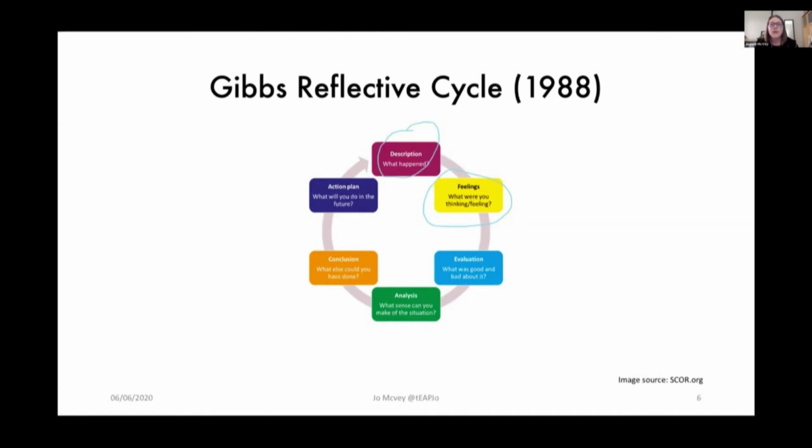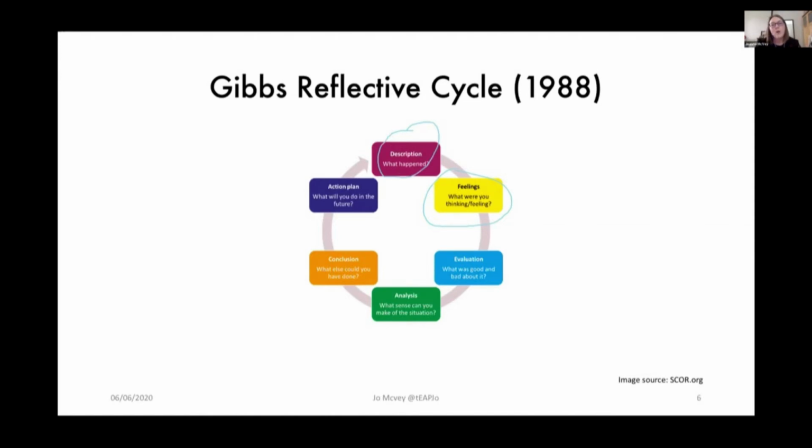And then you can move into your analysis of that. Can you make sense of this? Then you conclude. Then finally, as I said, you go into what's the future going to be like for me? Now I've got all this information. Now I've done all these things. Okay, where am I going with this? And then you go back to the beginning.